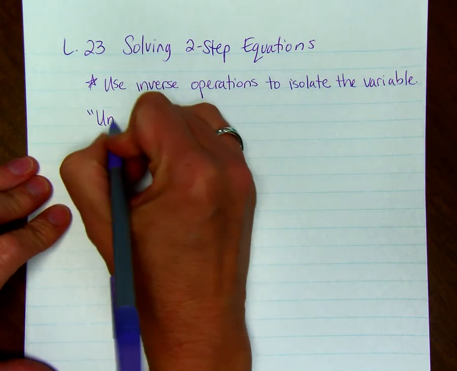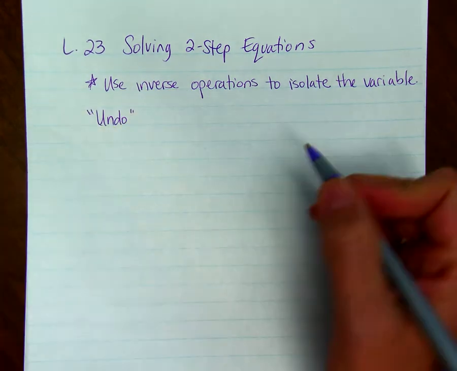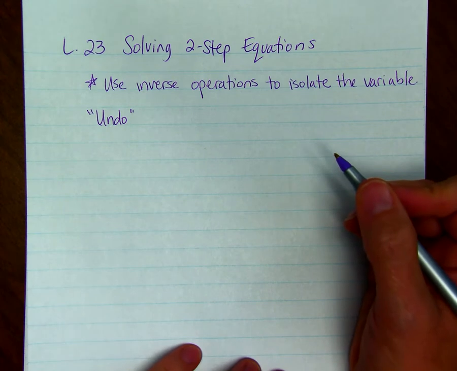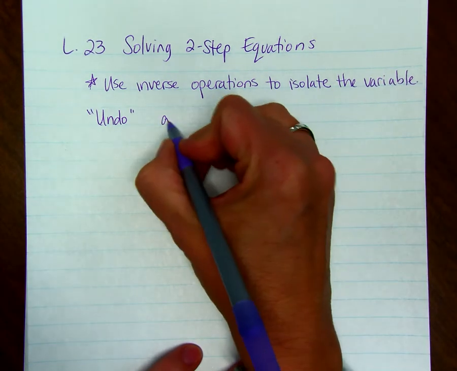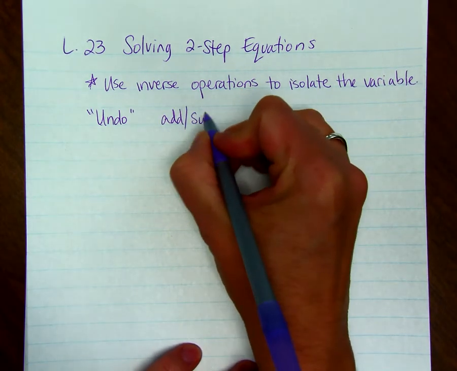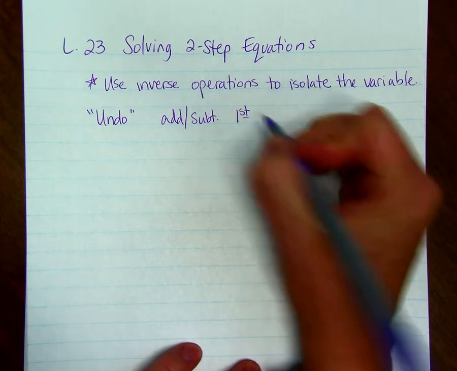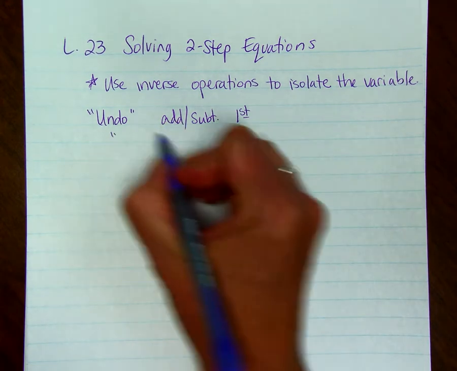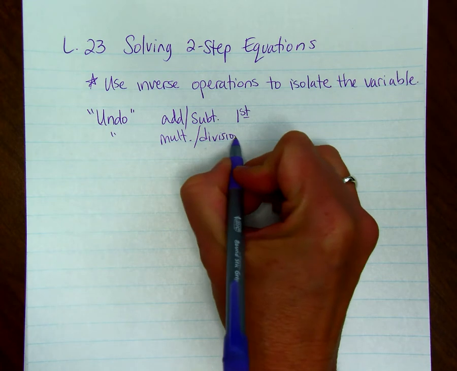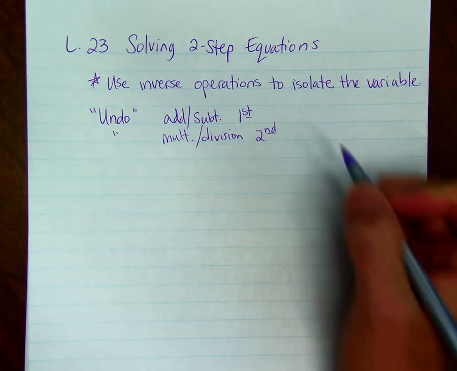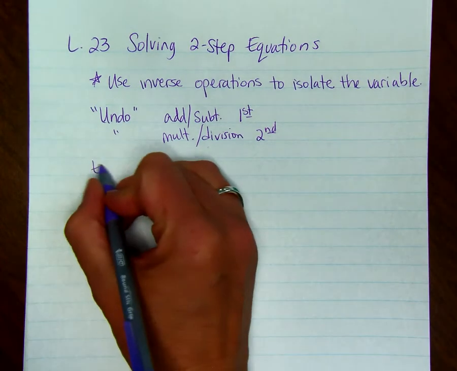When you use inverse operations, it's to undo the operation that is being done to the variable. So we want to undo the addition and subtraction first. After we do that, we want to undo the multiplication and division. So that's going to be second. So I'm going to give you an example.